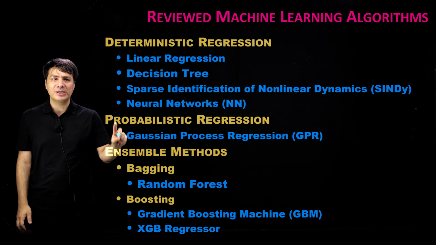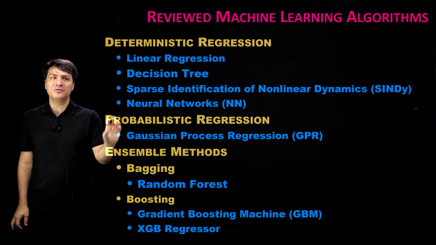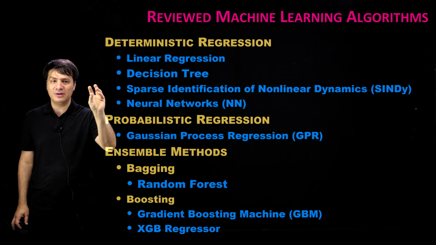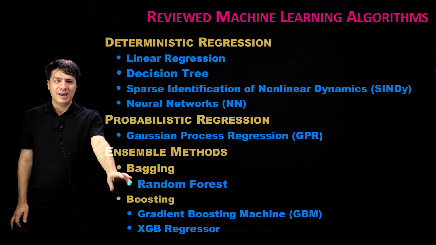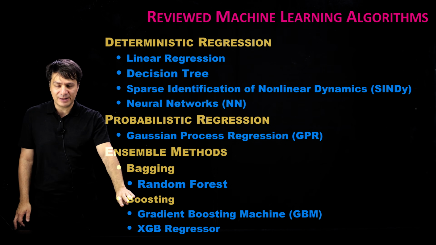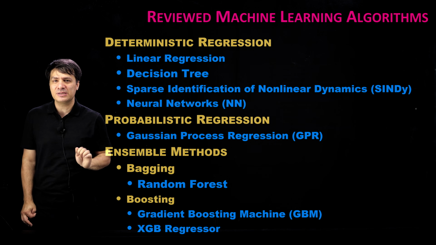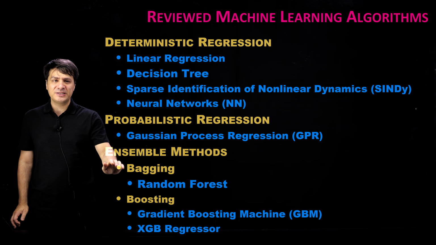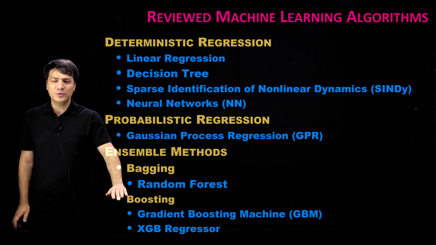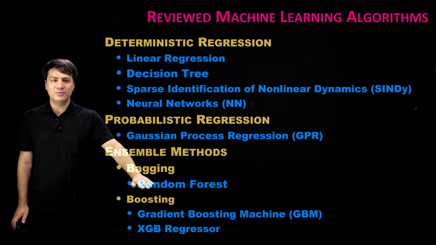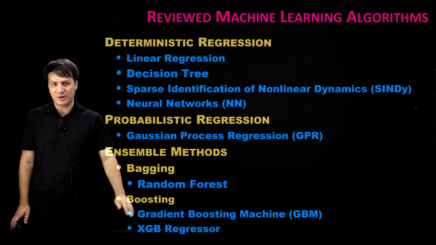Gaussian process regression is a probabilistic machine learning, which is very different from these deterministic machine learning approaches. And I'll explain the difference between the two in the next slide. And then finally, ensemble methods, which are bagging and boosting techniques. We're going to use that for the 3D printing case study. And specifically under bagging methods, you're going to learn about random forest. And on the boosting methods, you're going to learn about the gradient boosting machine and XGB regressor.